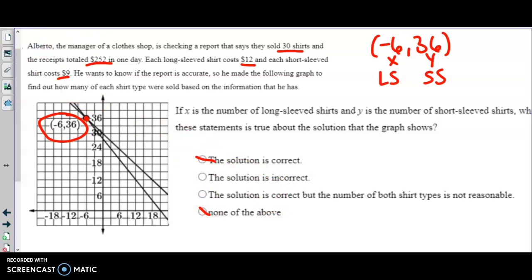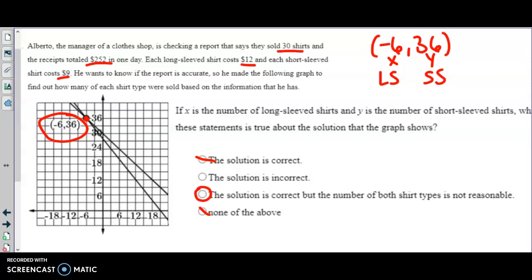I'm going to be honest with you. I'm actually a little bit confused about this question because I think it's pretty vague. So the solution is incorrect or the solution is correct, but the number of both shirts is not reasonable. Well, if we assume that the lines are correct, then this is definitely the solution because the solution is where the lines intersect. So if we're assuming that the lines are correct, then the solution is correct, but the answer isn't reasonable. You can't sell negative shirts. So that's what I would pick.